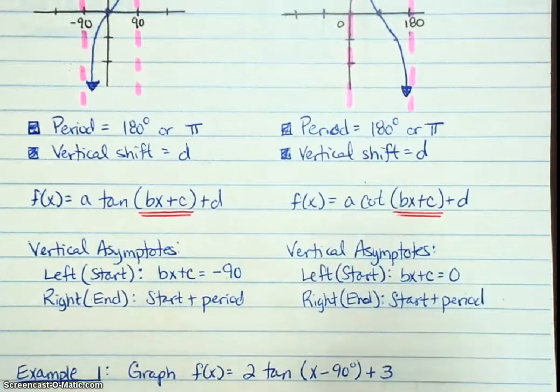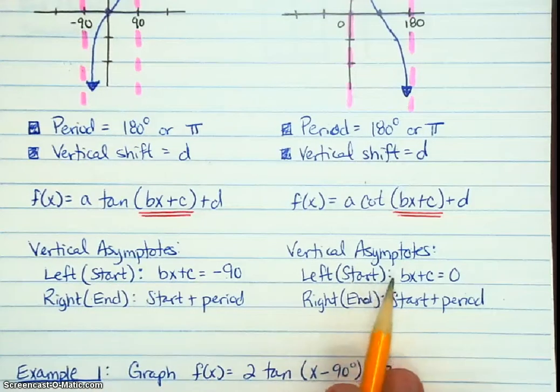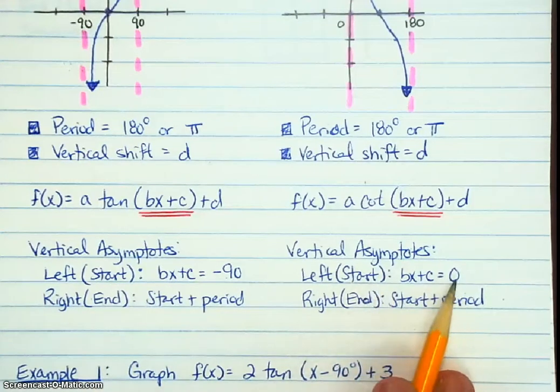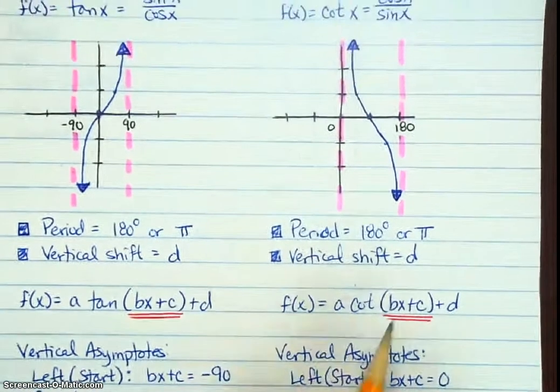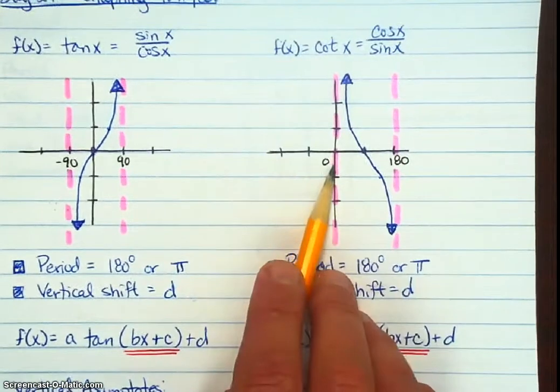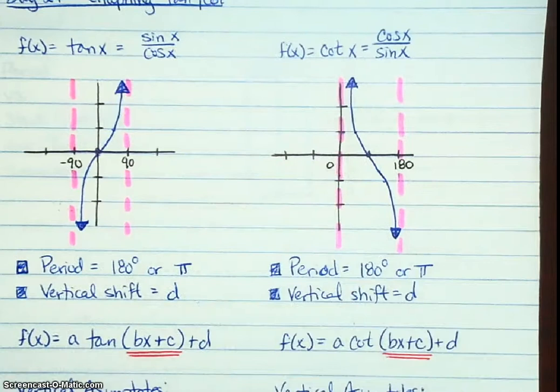And then to find the end, you do the same thing we've been doing. You take your start, which would be what you just found, and add your period. And the same thing over here for cotangent, except instead of setting it equal to -90, we're going to set it equal to 0 to find our left-hand vertical asymptote. And once again, because 0 is our left-hand vertical asymptote up here.